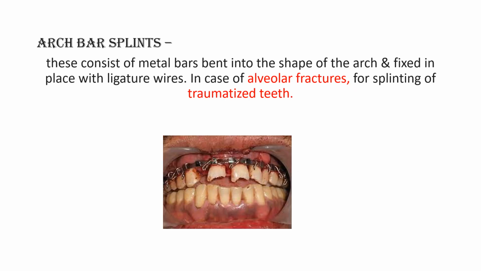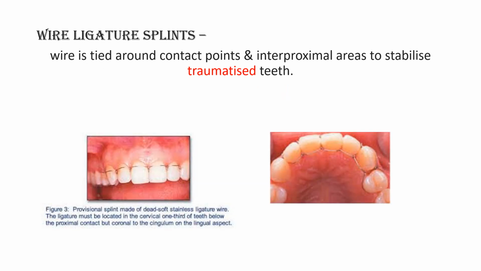Arch bar splints. These consist of metal bars bent into the shape of the arch and fixed in place with ligature wires. Used in case of alveolar fractures, for splinting of traumatized teeth. Wire ligature splints. Wire is tied around contact points and interproximal areas to stabilize traumatized teeth.